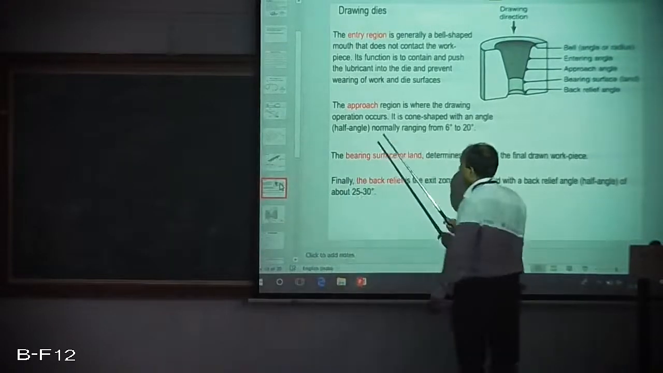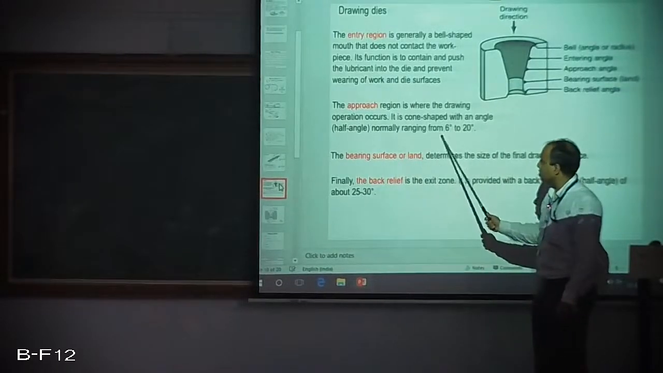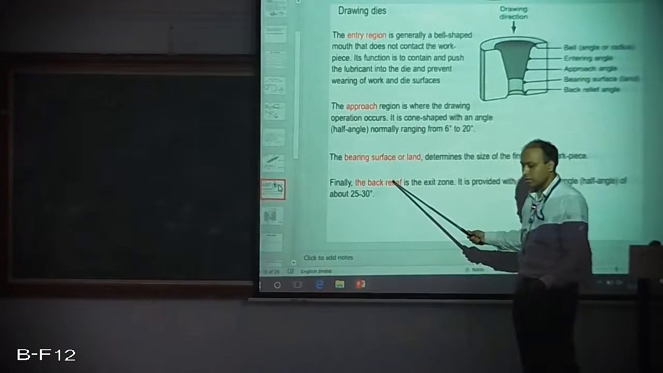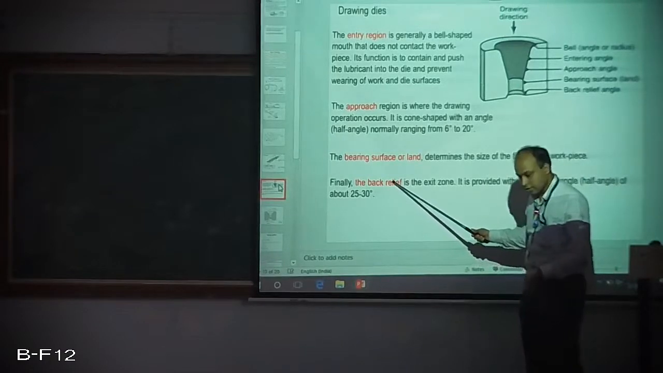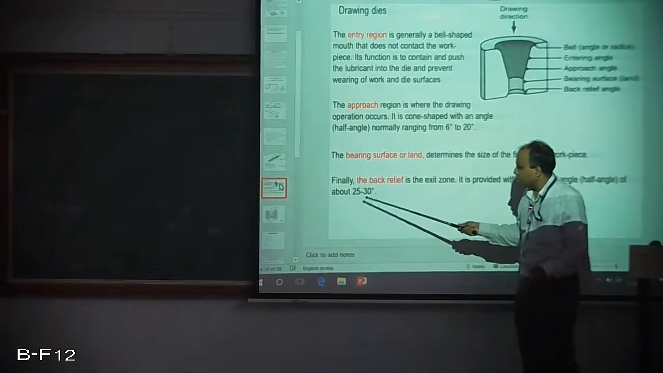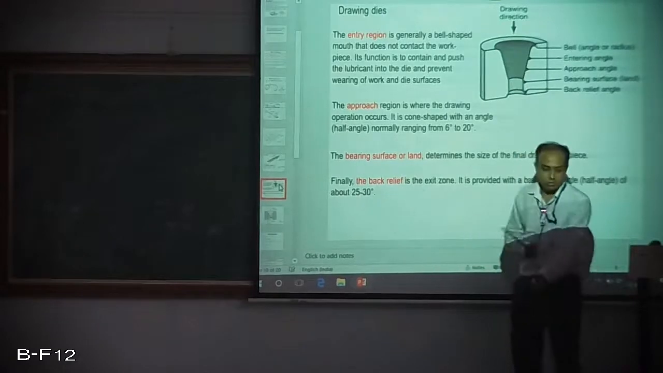So please remember, the approach angle is very important among all of this. What's the range? 6 degree to 20 degree. And the back relief is to avoid damage to the finished product. And what's the range in which I'll be using it? 25 to 30 degree.